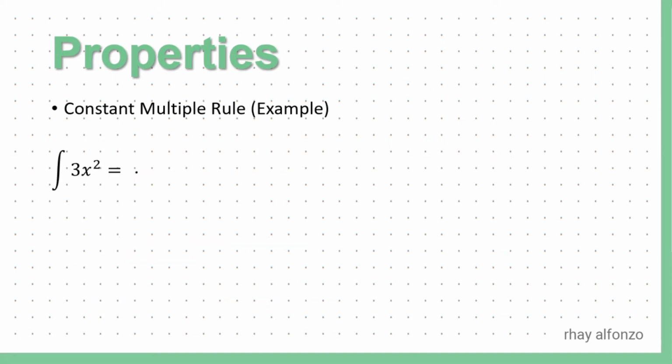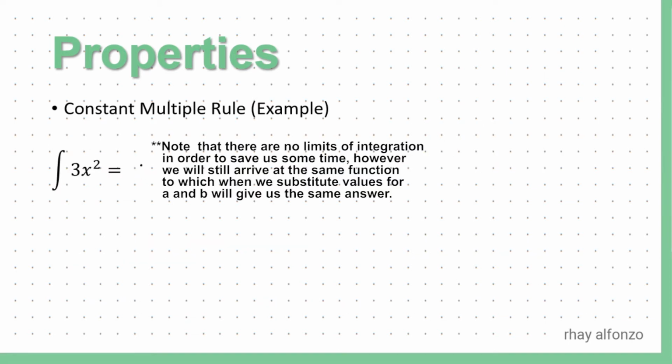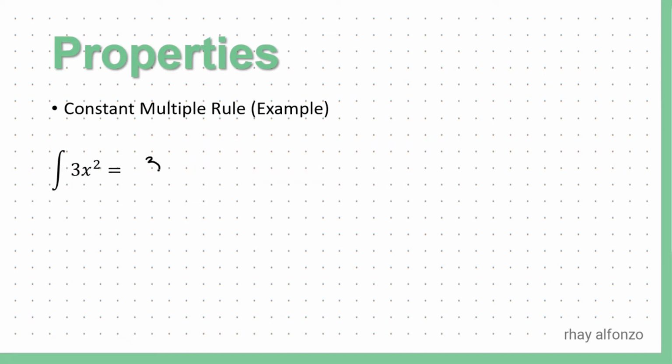So here we have 3x squared. First, let us evaluate this integral as it is. So we get 3x to the power of 2 plus 1, divided by 2 plus 1. We get 3x cubed over 3. The 3 in the numerator and the denominator cancels out, giving us x cubed.